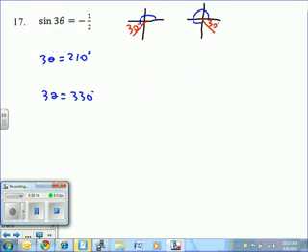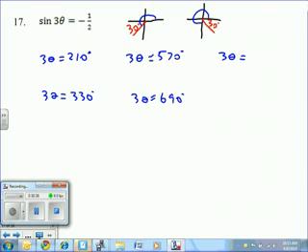Okay? What's the number in front of theta? 3. So how many columns are we going to have? 3. Okay? So all I have to do is keep adding 360 until I get my 3 columns. So my next column would be 570, and down here would be 690. And then my third column, I add 360 again, and I get 930. And I add 360 again, and I get, what, 1050? And then to get my final answers, all I have to do is divide everything by 3.